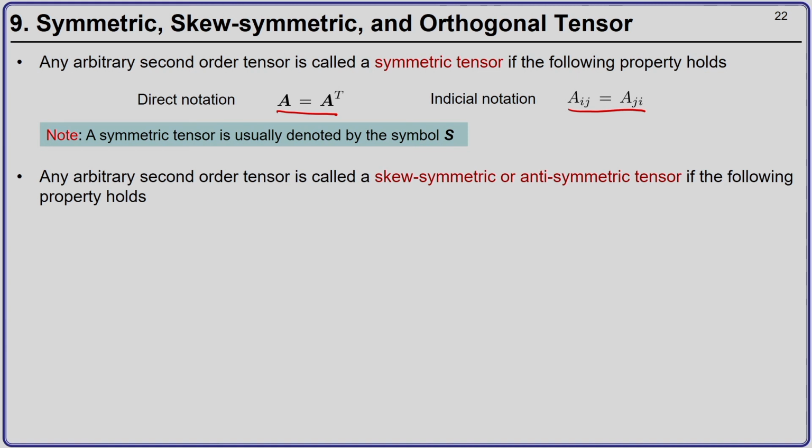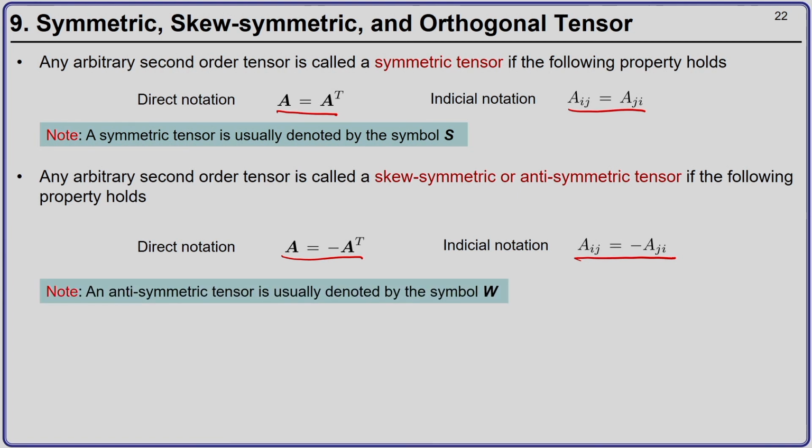What is meant by a skew symmetric or anti-symmetric tensor? If A is an anti-symmetric tensor, then A is equal to minus A transpose, or in indicial notation we can write A i j equal to minus A j i. Usually an anti-symmetric tensor is denoted by symbol W.